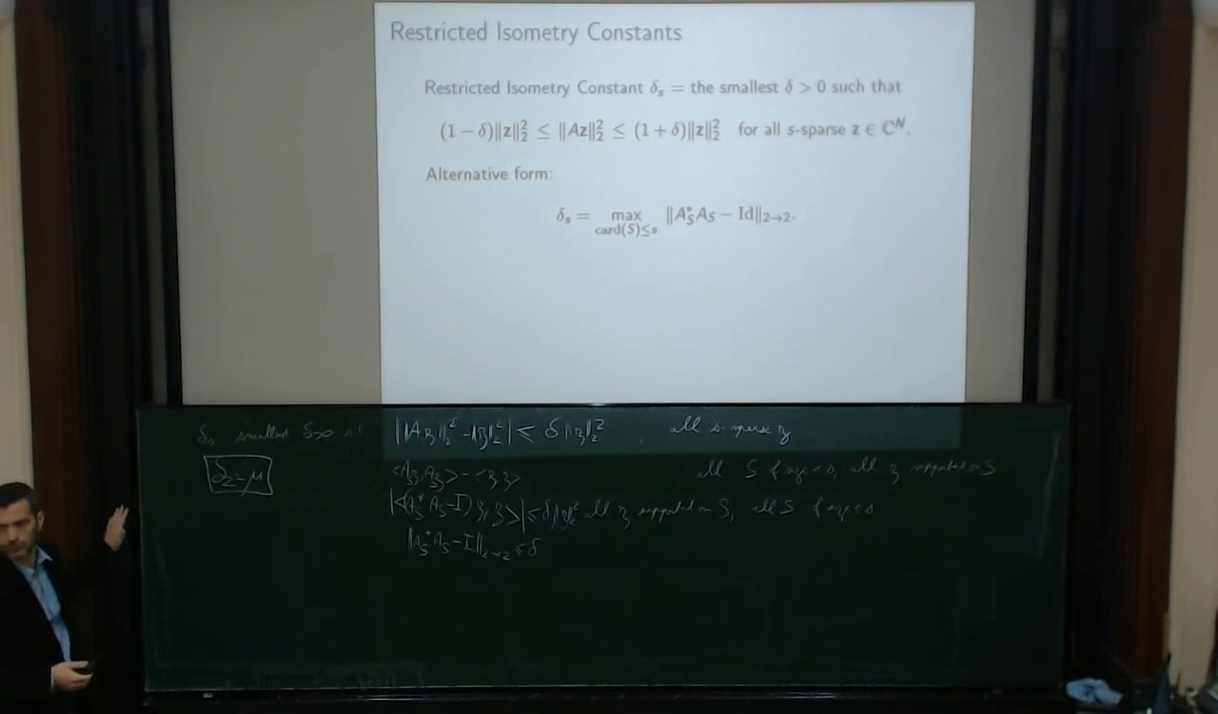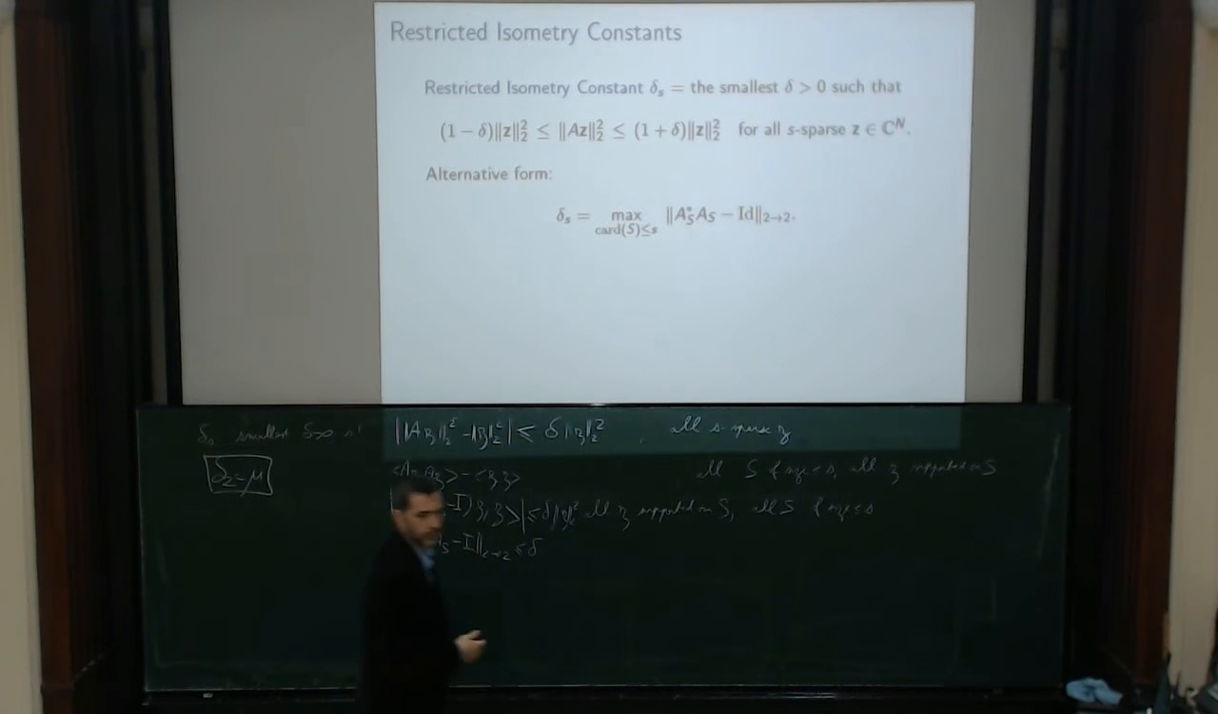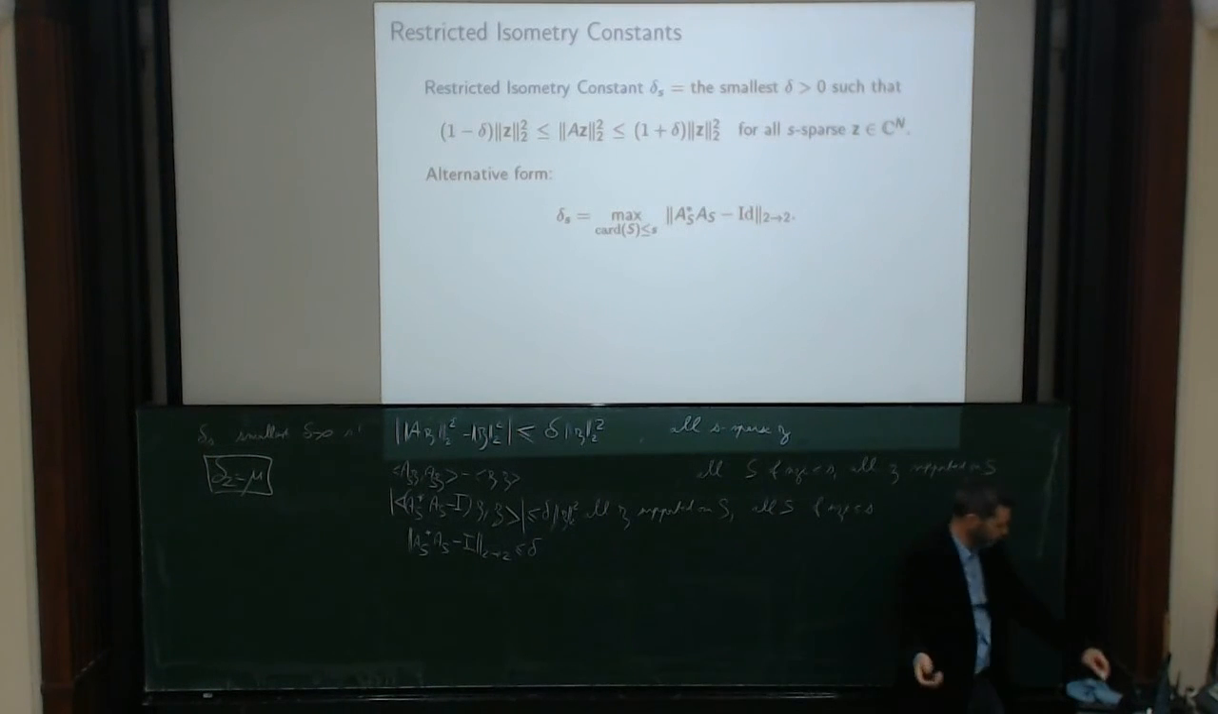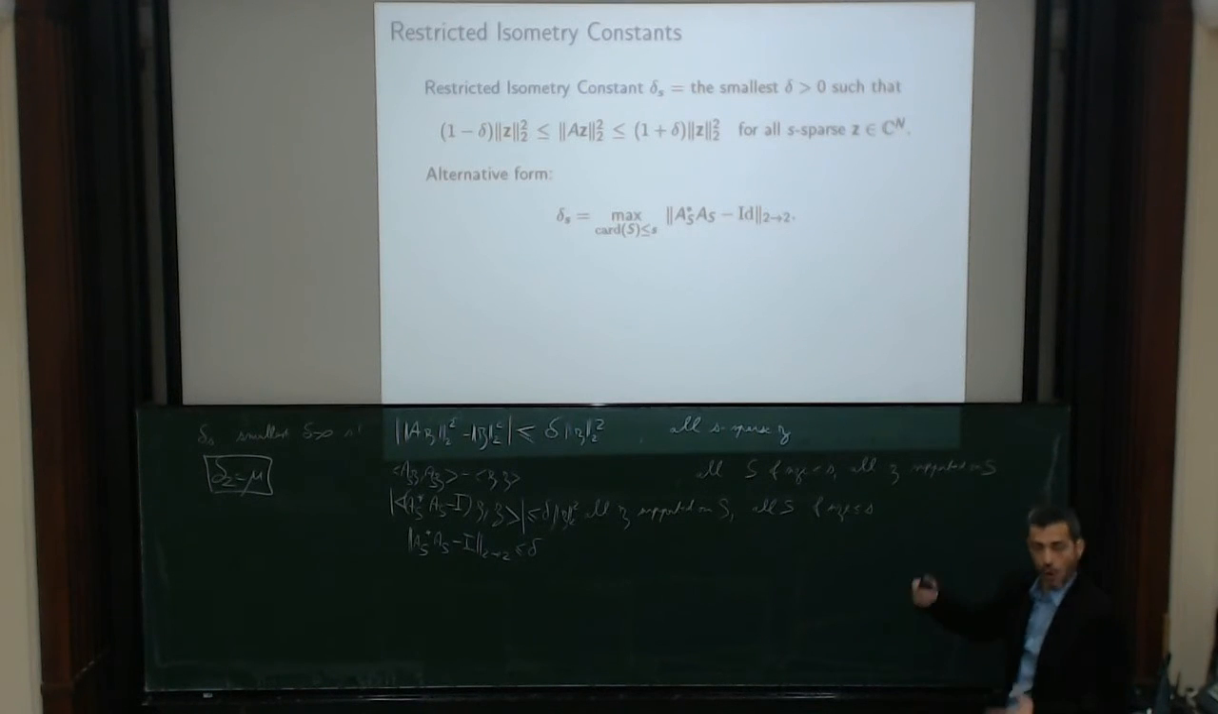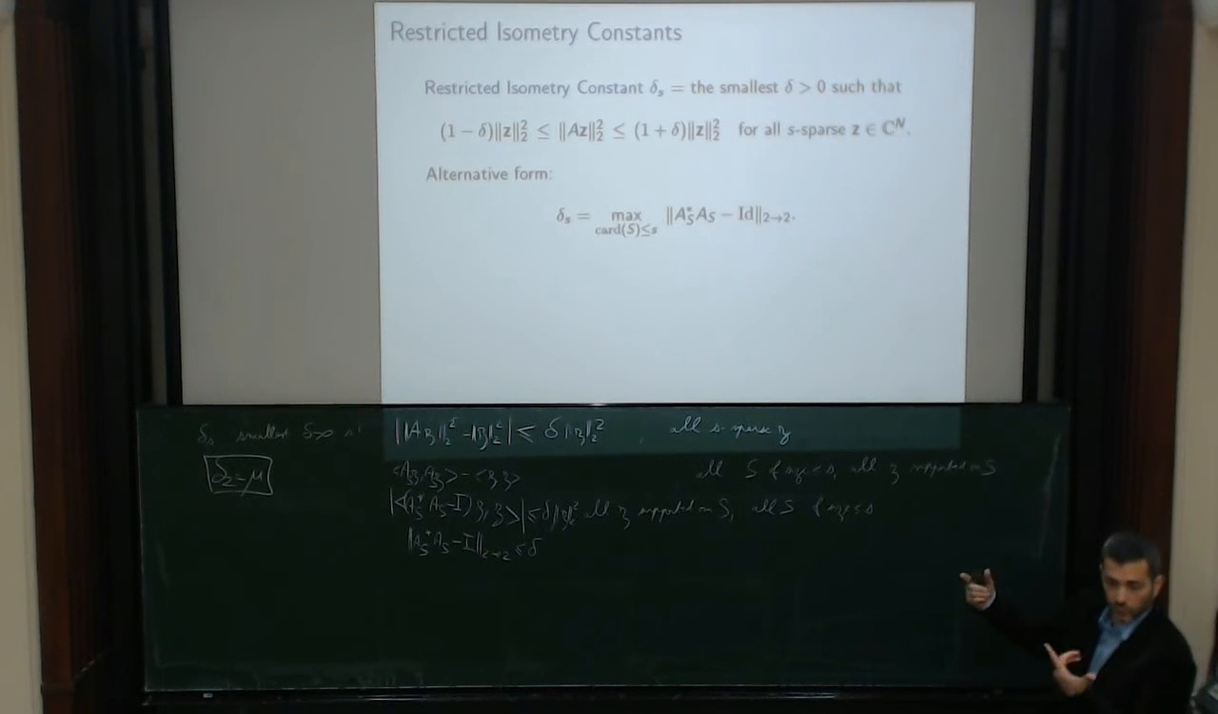But that echoes what I said before: here we're measuring how any set of S columns behaves like an orthonormal system, whereas the coherence measured how every set of two columns behaves like an orthonormal system.